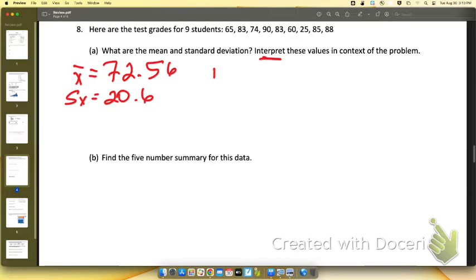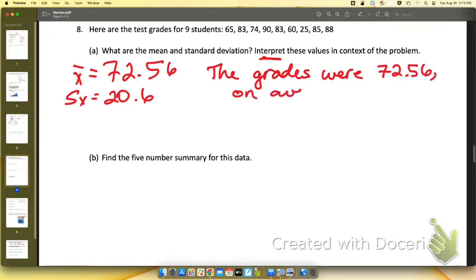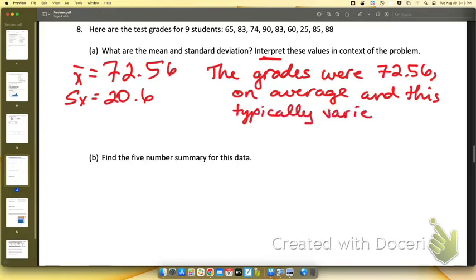So I do need to interpret these as well. So the grades were 72.56 on average, and this typically varied by 20.6.